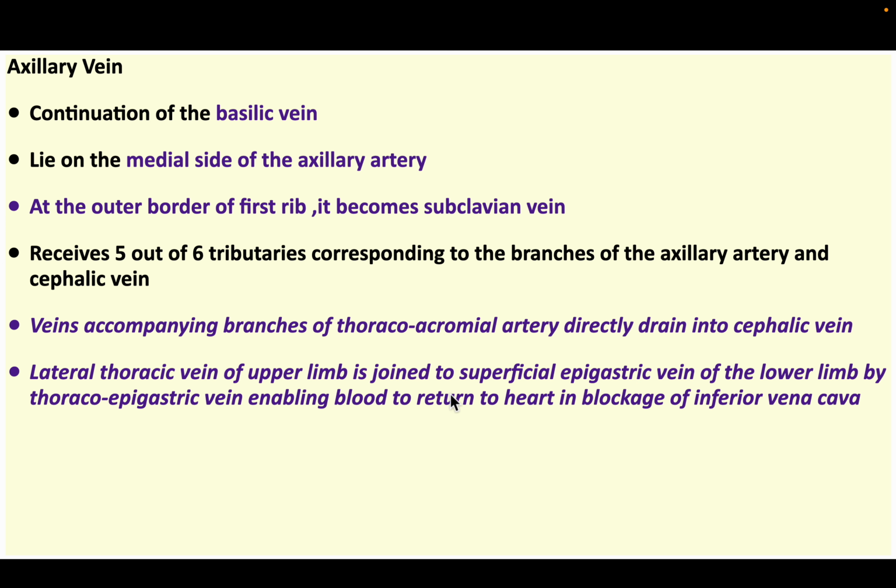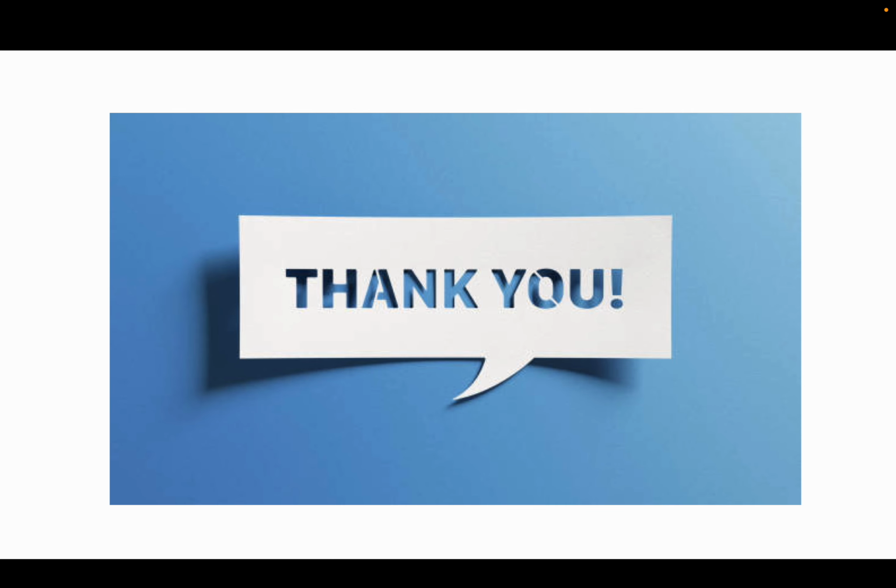Lateral thoracic vein of upper limb is joined to the superficial epigastric vein of the lower limb by thoracoepigastric vein, enabling blood to return to the heart in blockage of inferior vena cava. So that is the channel which is given by the nature. So that is lateral thoracic vein of upper limb and the superficial epigastric vein of the lower limb. They are connected with each other through thoracoepigastric vein. If any blockage of the inferior vena cava happens, that is the side channel from which the blood can flow. So this is all about axillary artery and axillary vein.